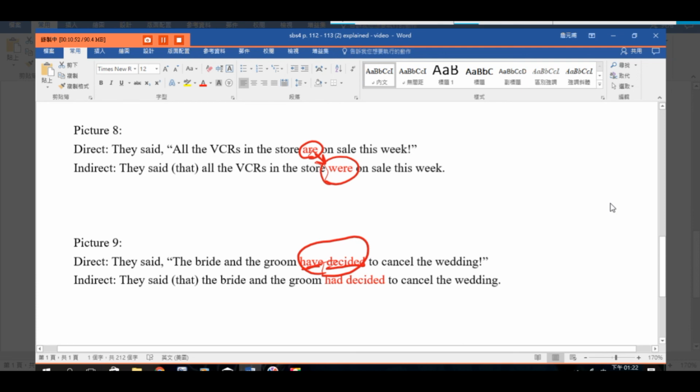They said that the bride and the groom had decided. You see? From present perfect tense to past perfect tense. And all you need to change is the helping verb have. Change it to had. So they said that the bride and the groom had decided to cancel the wedding. That's an indirect speech sentence.